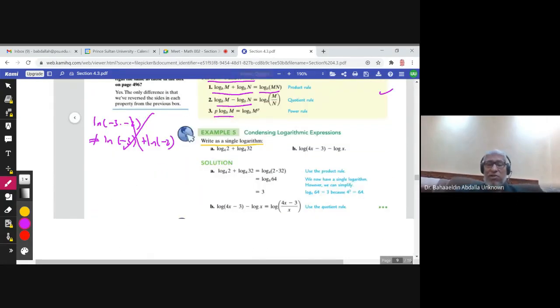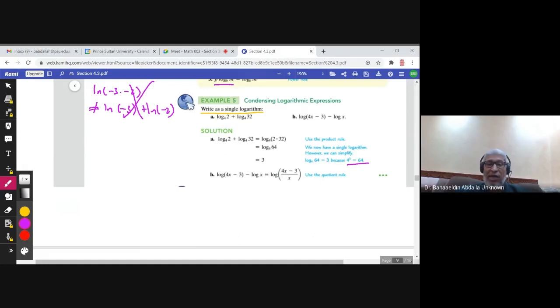How to condense? This is easy. Here you have addition, so you change it to multiplication. It would be log of 2 times 32, which is log 64 to the base 4. And this is 3 because 4 to the power 3 is 64. We learned how to evaluate log 64 to the base 4 before: we think of the power to which we raise 4. So 4 to which power equals 64? 4 to the power 3 equals 64, so log 64 to the base 4 is 3.